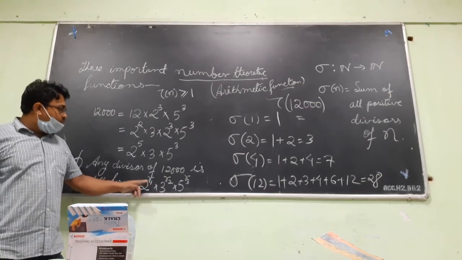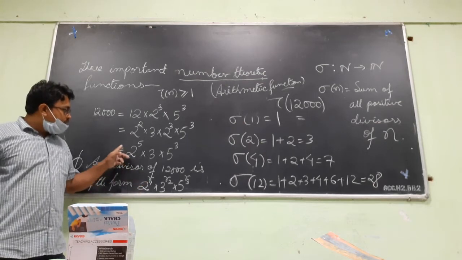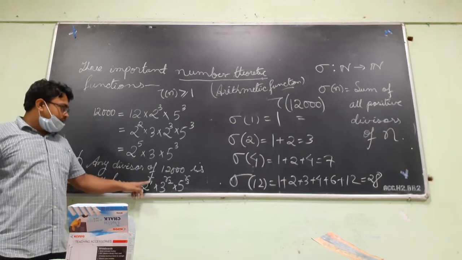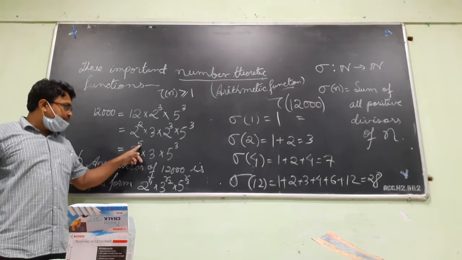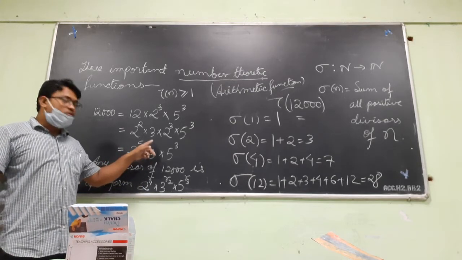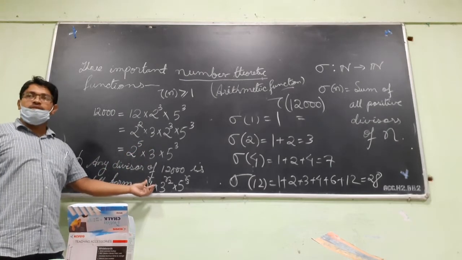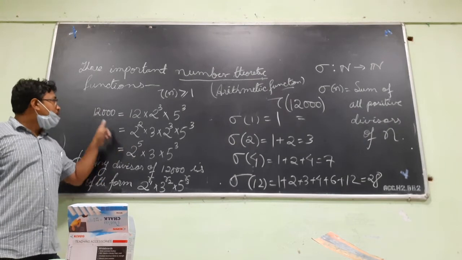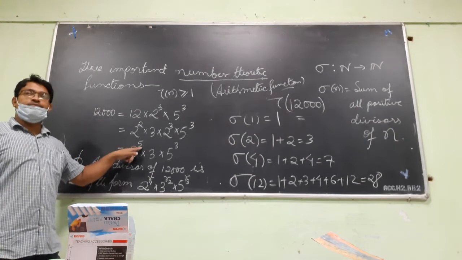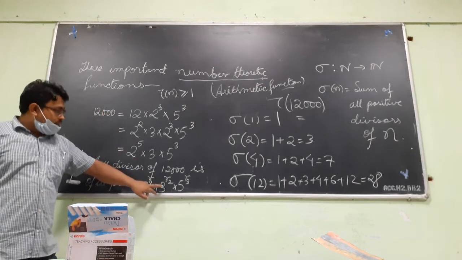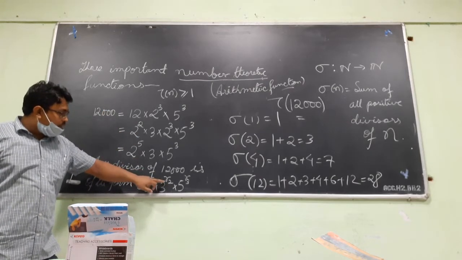R1 can take what values? 0, 1, 2 up to 5. So is it clear? R1, the possible values are 0, 1, 2, 3, 4 and 5, not more than that. It cannot be 2 to the power 6 because the largest power of 2 in 12,000 is 5. So R1 cannot take the value 6. Similarly, this R2, what are the values it can take?